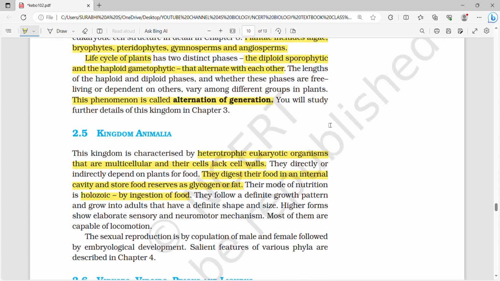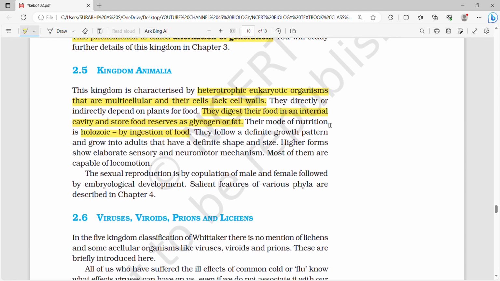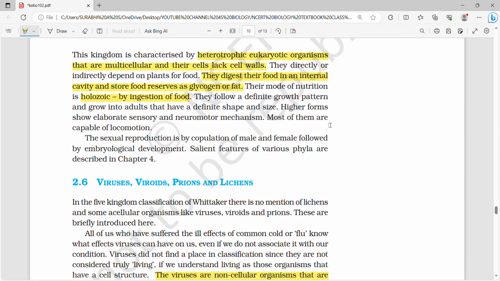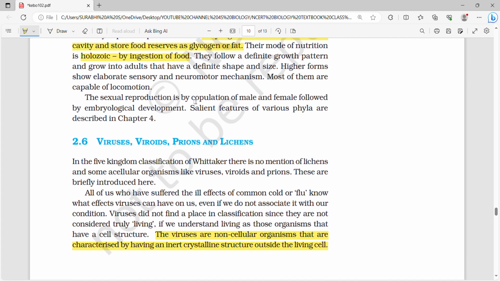Okay. Next, kingdom Animalia, which we'll also learn in the fourth chapter. So this is mainly of heterotrophic eukaryotic organisms that are multicellular, and their cells lack the cell wall. They have only the cell membrane. They digest their food in an internal cavity and store food reserves as glycogen or fat. Their mode of nutrition is holozoic, that means ingestion of food.